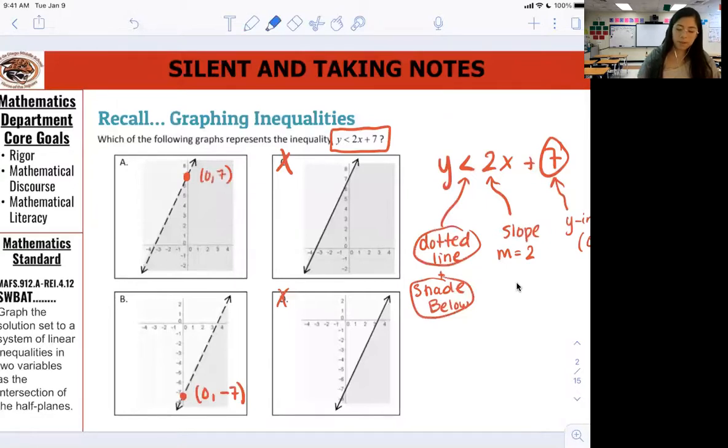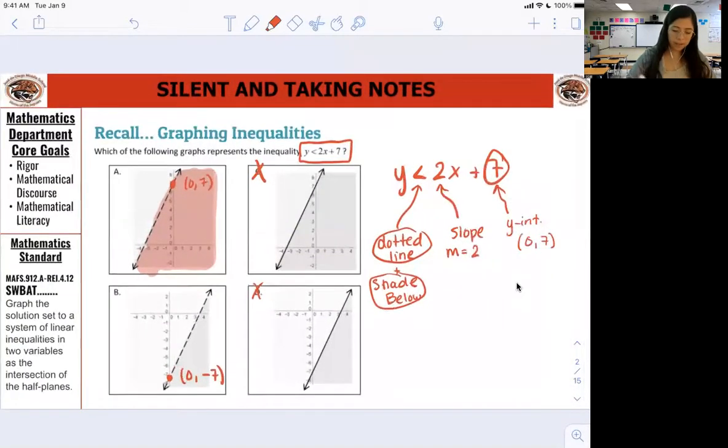And I know some people in my first period had a little trouble because if your computer's not very bright, it might be hard to tell. But if you look closely, this is shaded in this area over here below. So that is an inequality. That is one single inequality. Do I have any questions about that at this point?